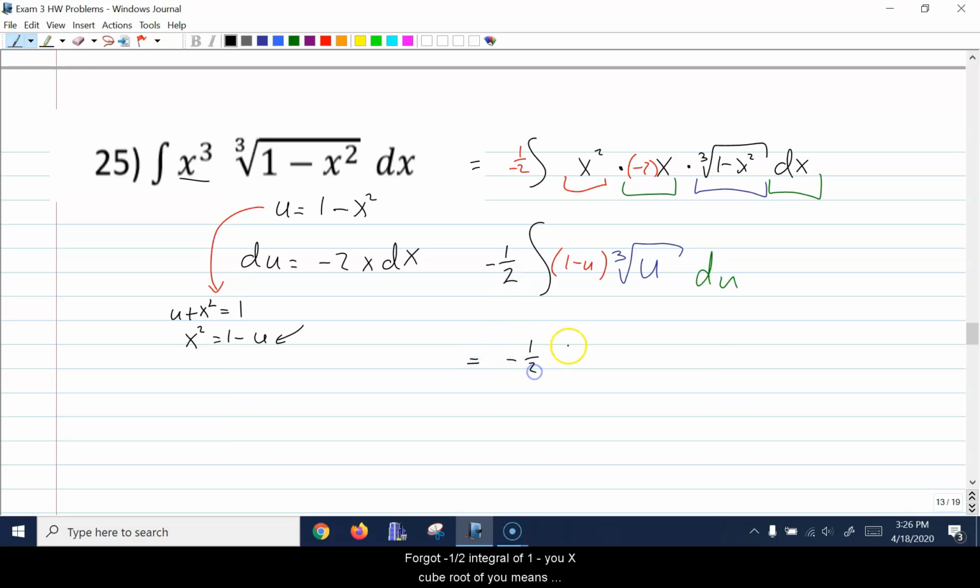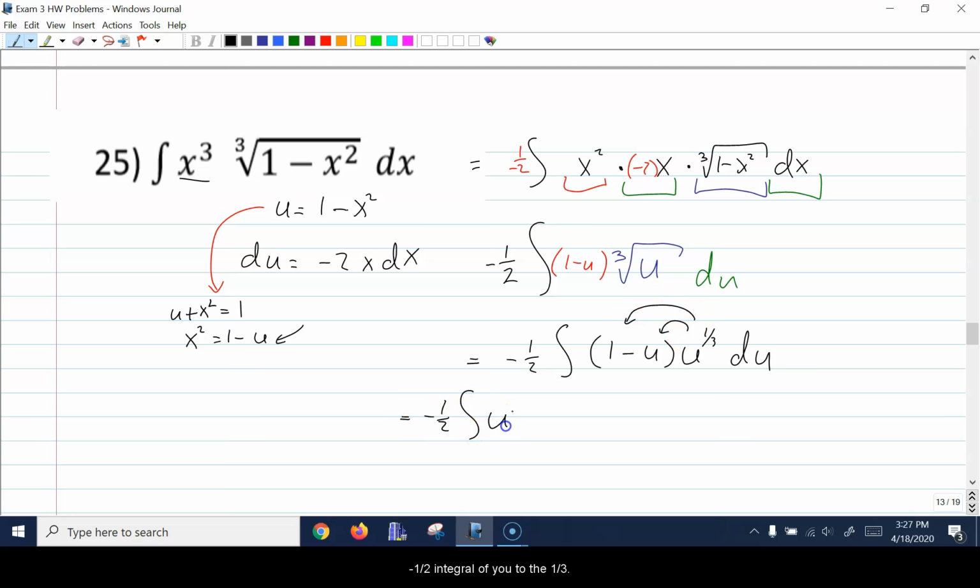So I got negative 1/2 integral of 1 minus u times cube root of u, which means u to the 1/3. Don't try and integrate this separately. The product rule doesn't work like that. This is not a hard problem because I can distribute the u to the 1/3 into there. Get negative 1/2 integral of u to the 1/3 minus u to the 4/3. And now this is something I can do with the power rule.